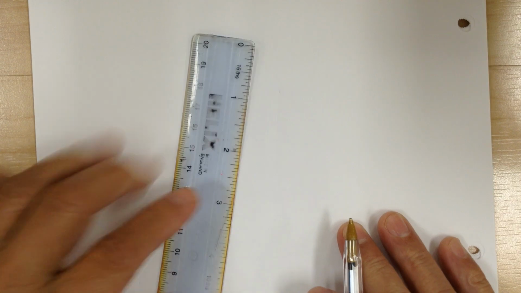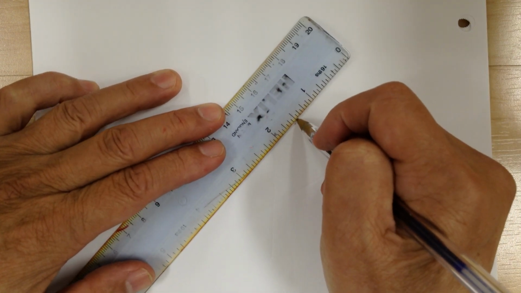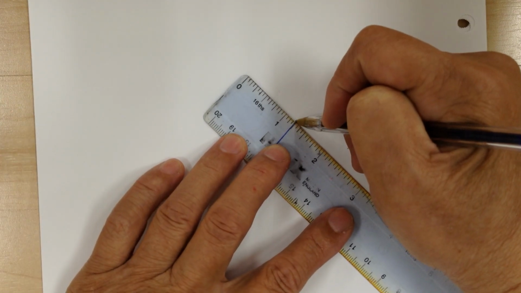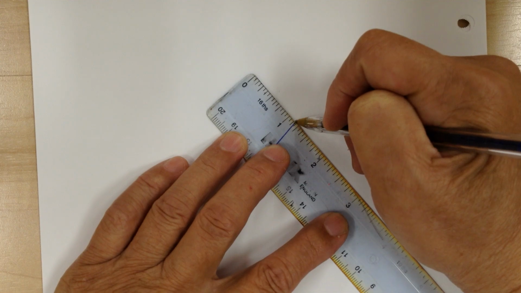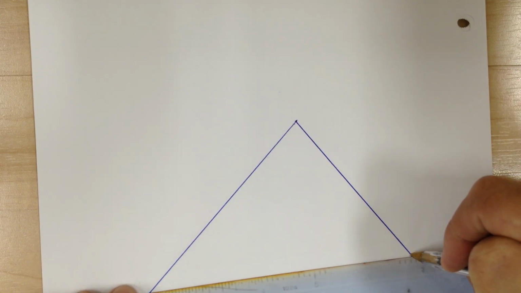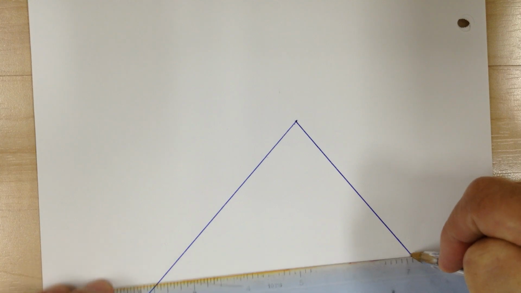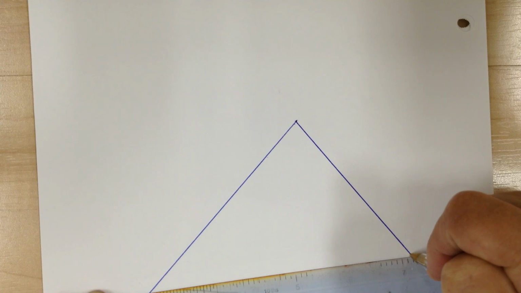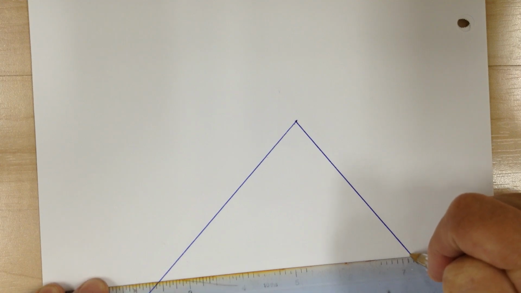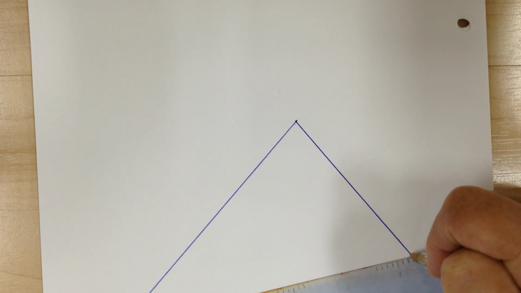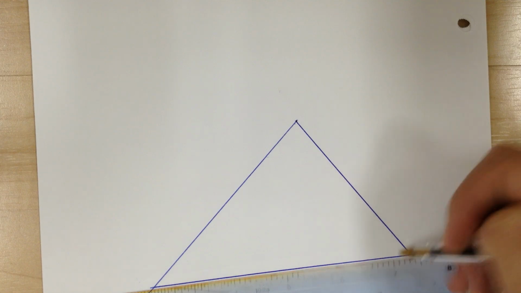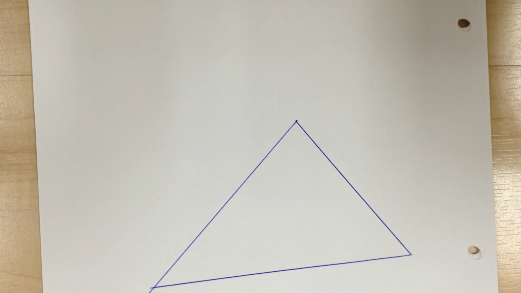Okay, so again, you start with a random triangle. And try to make it so that it's not like isosceles. Okay, that's close enough. So again, you start with a triangle. Now we're going to find a circumcenter.